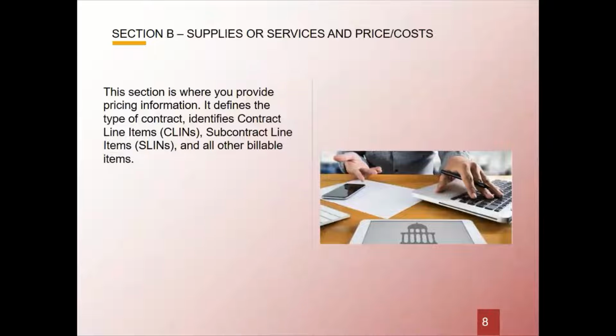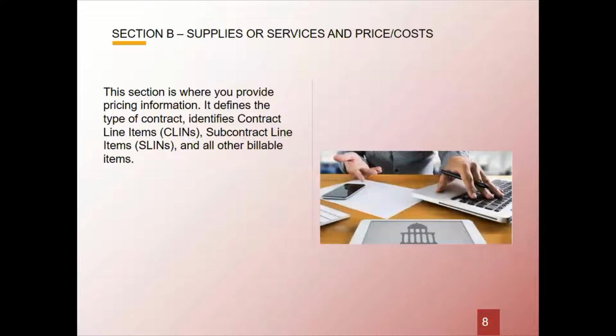Section B, your supplies or services and your price and cost. This section is where you will provide pricing information. Generally, if you are responding again to an IFB or RFQ, this is where you will put your unit price of the line item as well as your total for that particular line item.